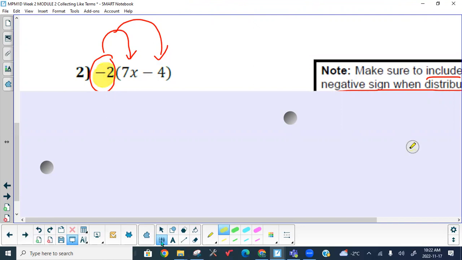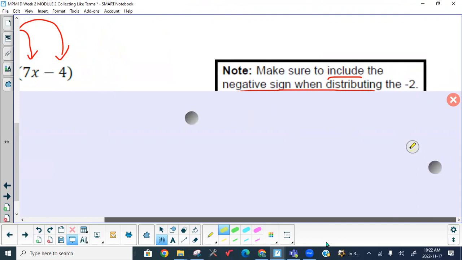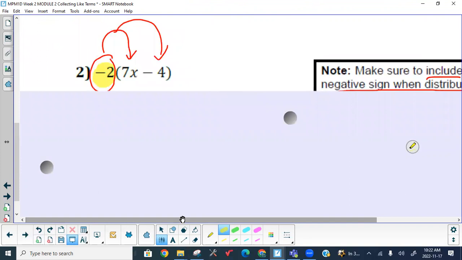Can you write that down, please? And there's a note here. Make sure to include the negative sign when distributing the -2. So I have -2 bracket 7x minus 4, close the bracket. So can everyone take a second, try this on your own, and let's see if you have the same steps and the same answer that I'm going to show you in a second. Okay? Try it on your own. How would you show your steps?